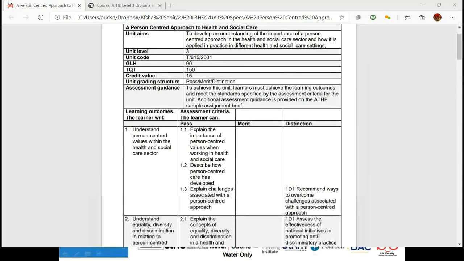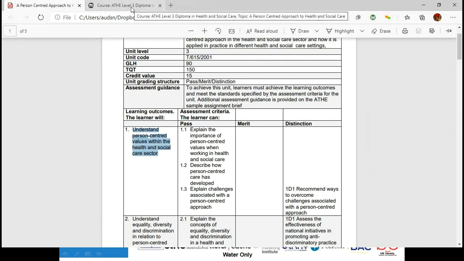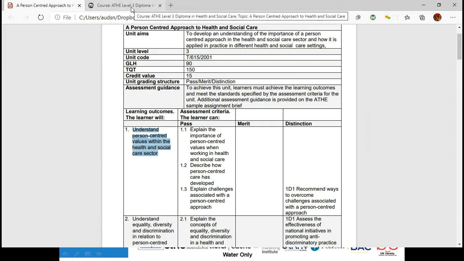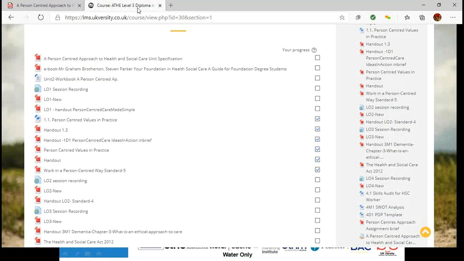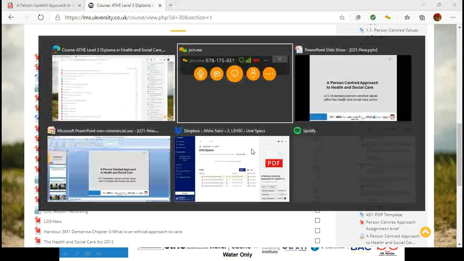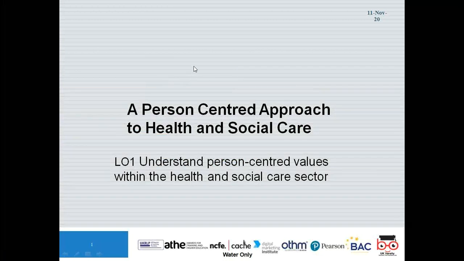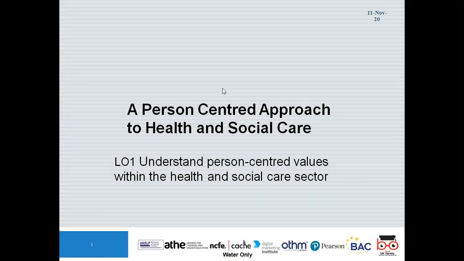So for today, we're going to be focusing just on LO1, understand person-centered values within the health and social care sector. So are we okay so far with this? Yeah. Fantastic. Let's get on to the slides. There you go. So I've got a little bit of sore throat, so please excuse me if I get a bit croaky.